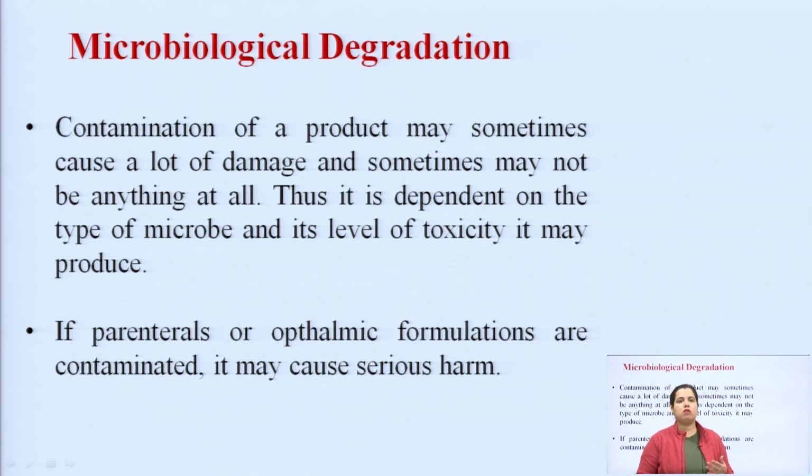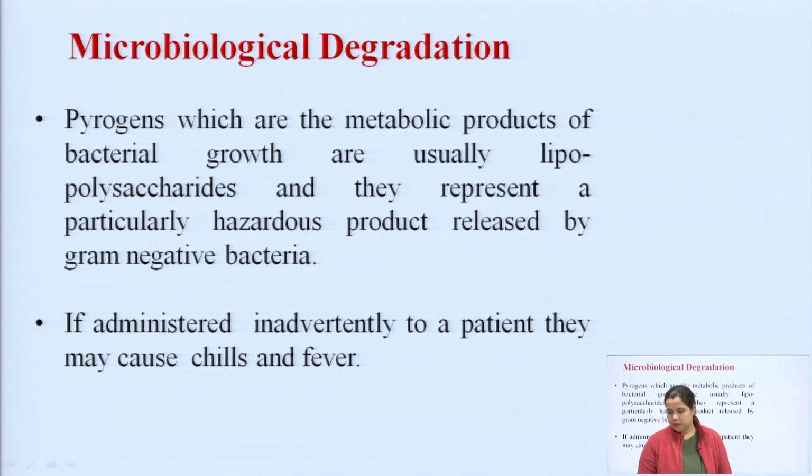If parenterals or ophthalmic formulations are contaminated by microbes, it may cause serious harm to the body, because parenterals reach the systemic circulation directly. We are administering directly into the blood circulation, and if microbial contamination is there, microbes may grow in the blood circulation and cause severe side effects.